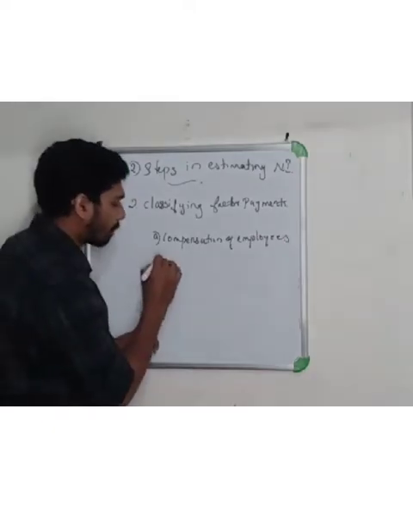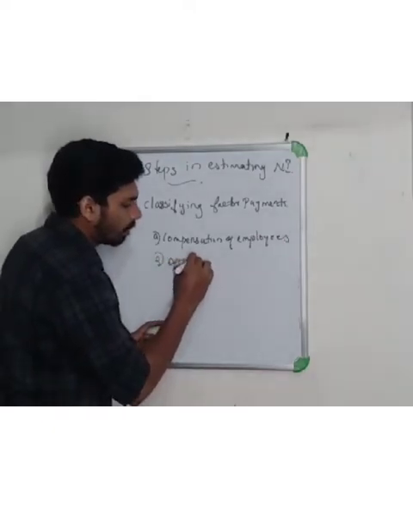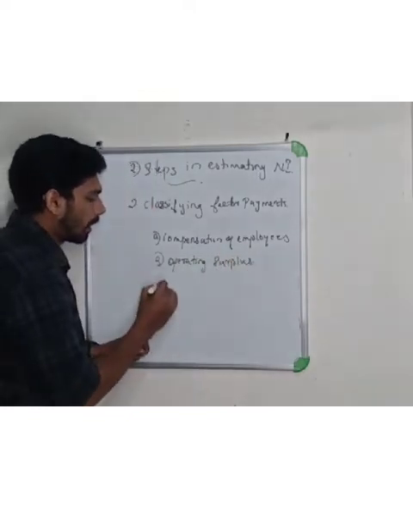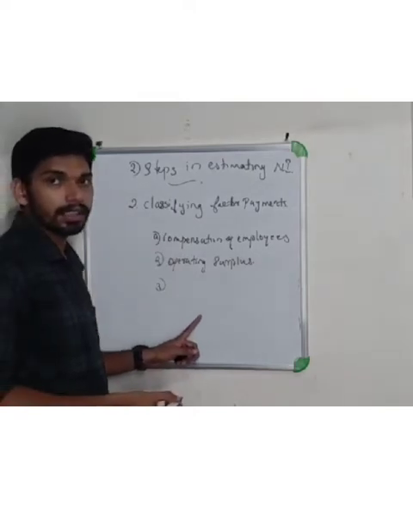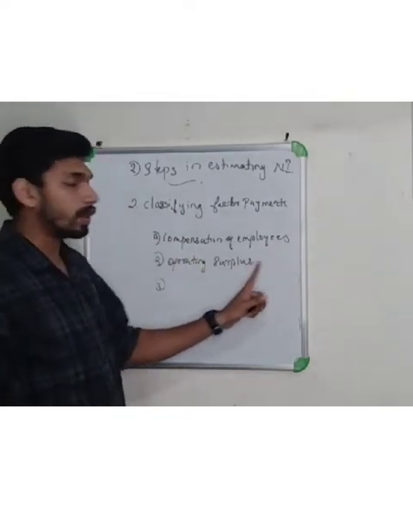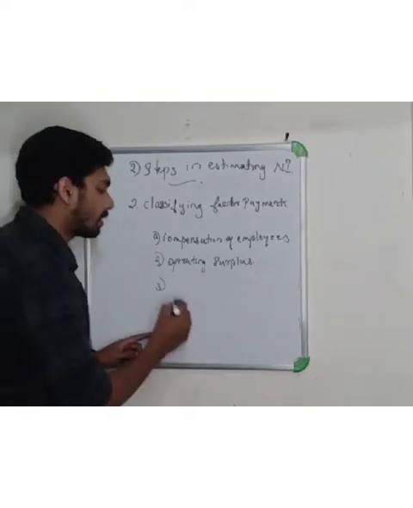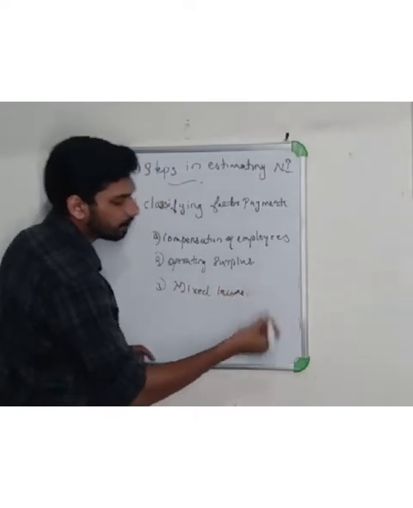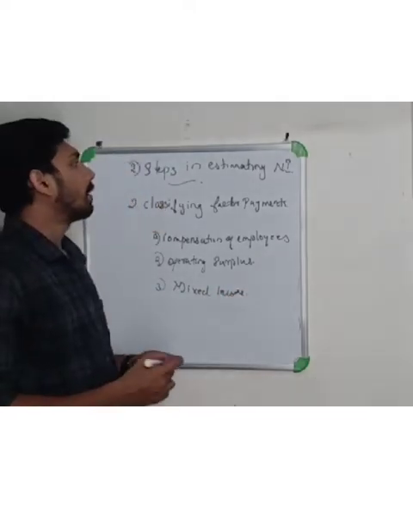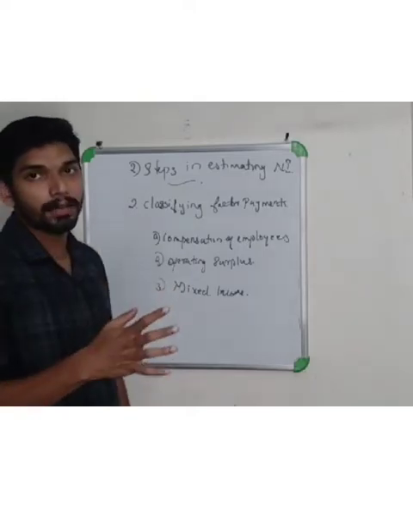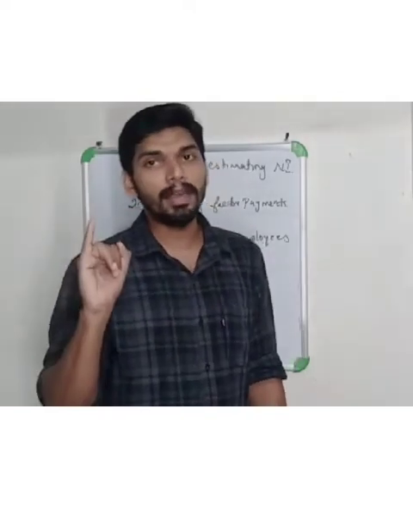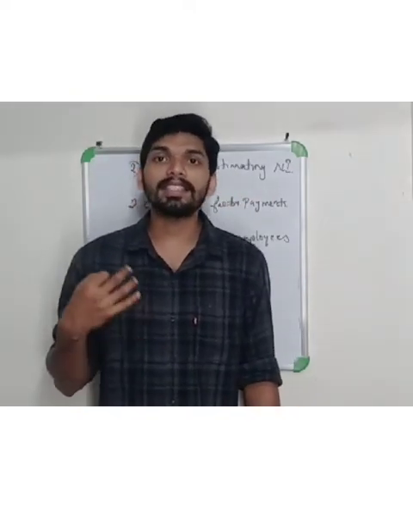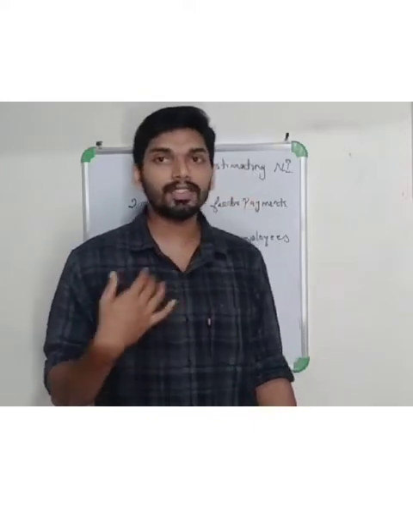The second one is the operating surplus. The third one is the mixed income. So this is the classification of the factor payments: first, the compensation of employees; second, the operating surplus; and third, the mixed income. Now we have to discuss each of the items in detail.